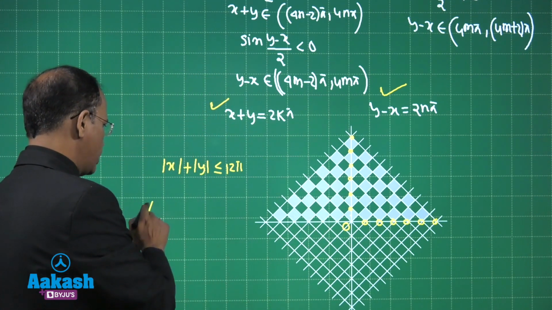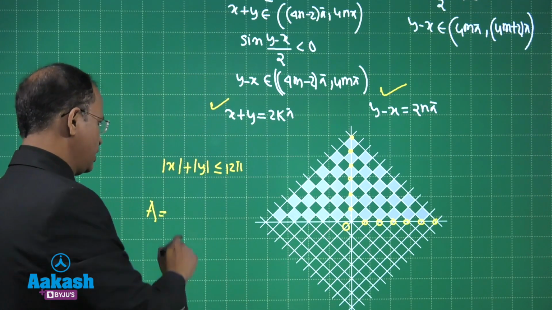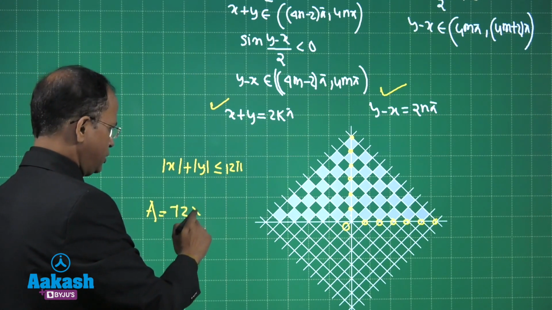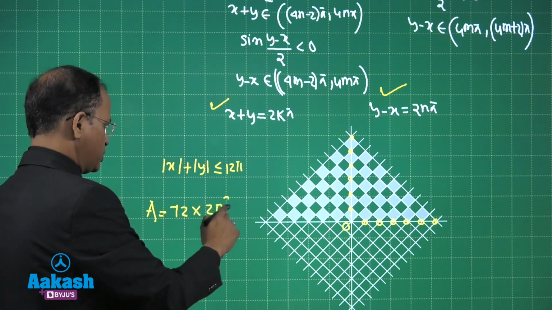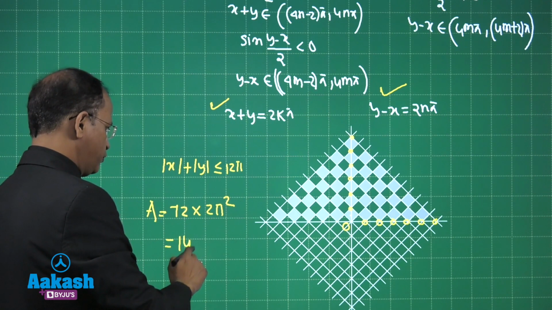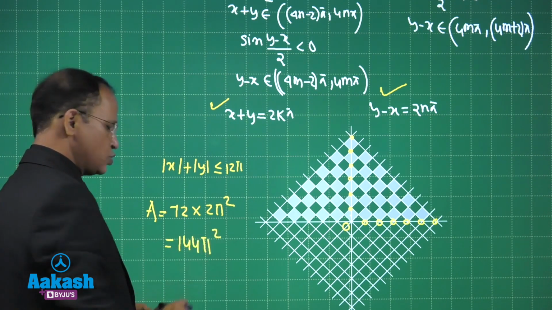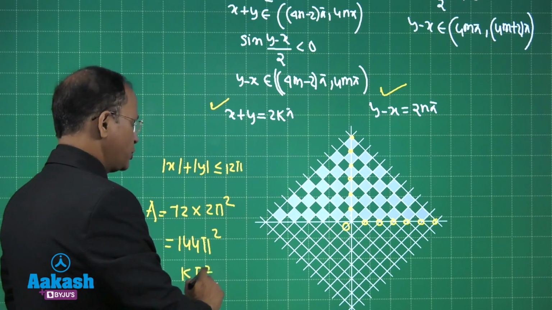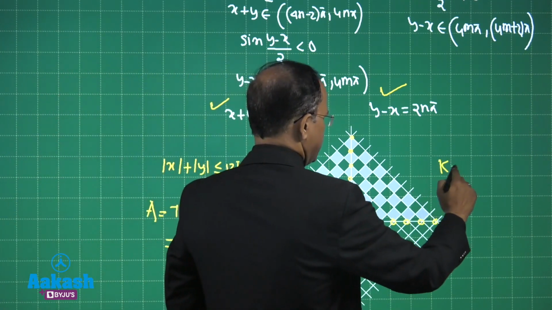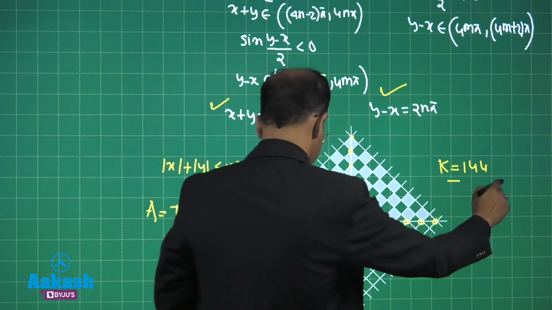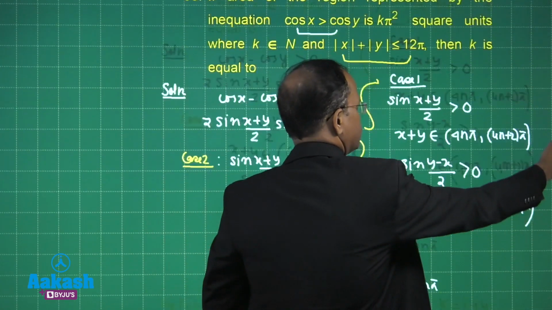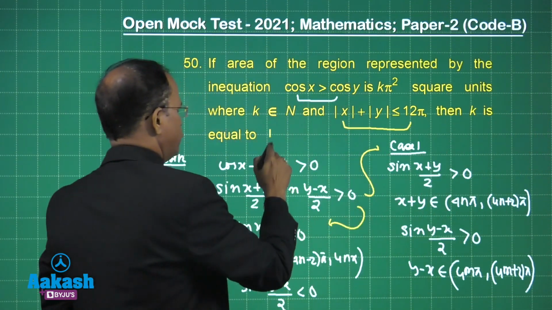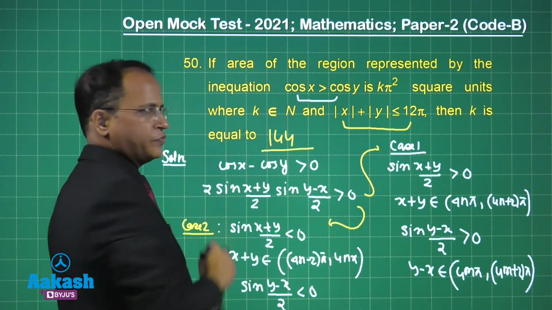So area will be what? Area will be nothing but we have 72 into 2 pi square, which is nothing but we have 144 pi square, right? So if we equate with k pi square, so k is going to be how much? k is going to be 144 in this case, right? So the final answer is going to be 144. This is the answer we have.